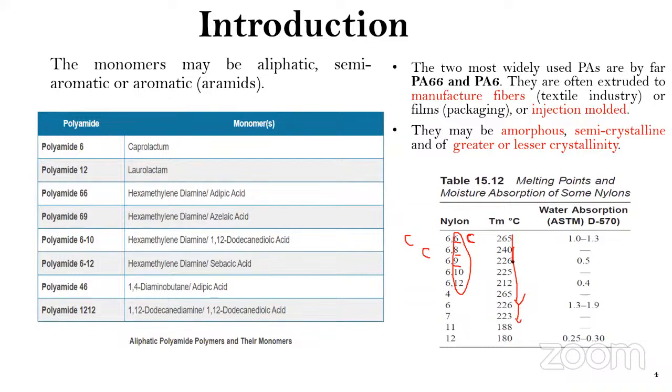This melting temperature is decreasing just because when the carboxylic acid group is increasing, the compactness between these carbons is lesser. That is the reason you saw the melting temperature is also decreasing. And we can see nylon 6,6 and nylon 6 have the highest amount of water absorption.